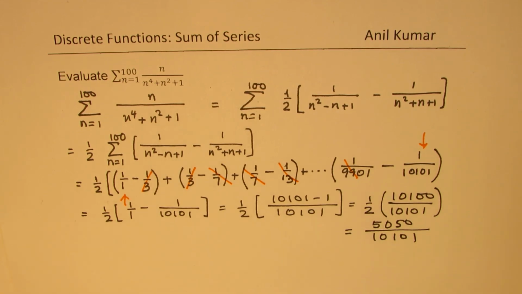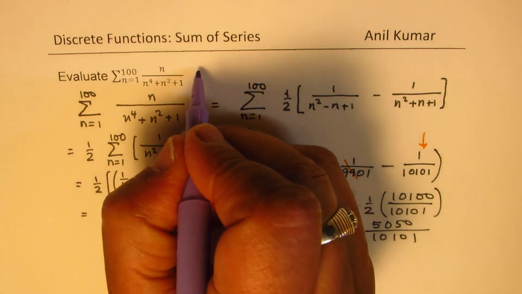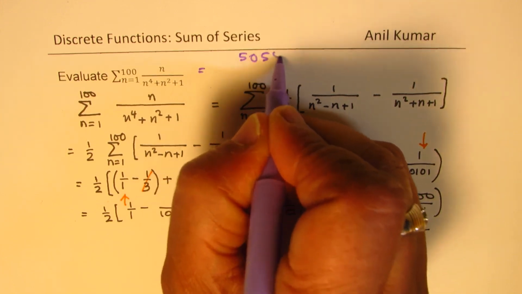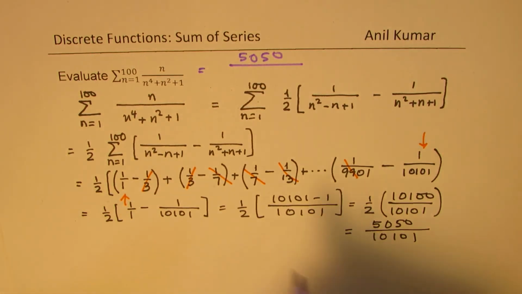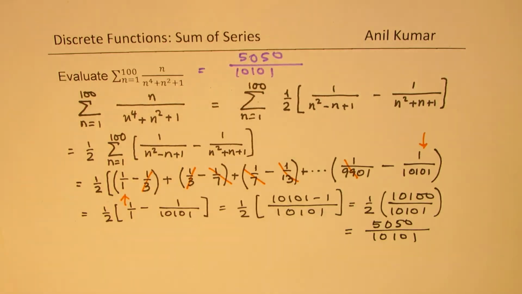So the sum of this series is equal to 5050 divided by 10101. I hope you understand and appreciate how we could solve such complicated series. So the idea here is to understand how to factor these trinomials, write them as partial fractions, and then have a relook at your series. Most of the time, most of the terms will get cancelled and you will get the answer without even using the calculator. So I hope that really helps.